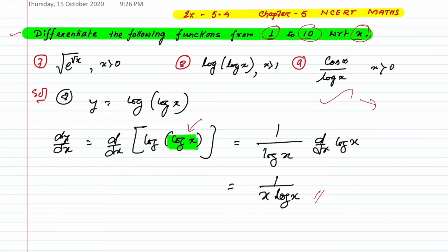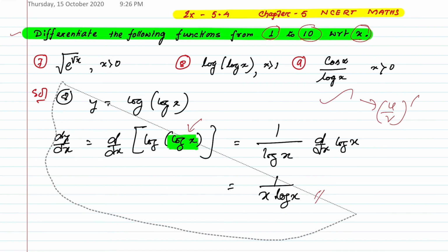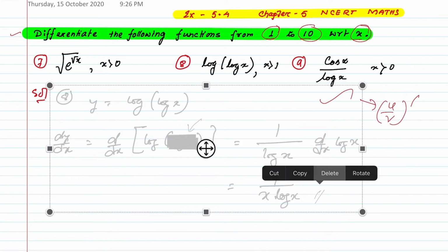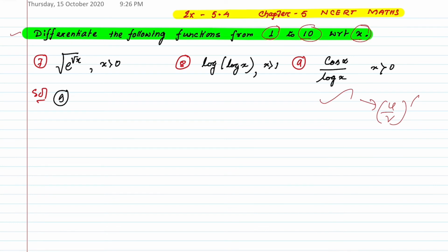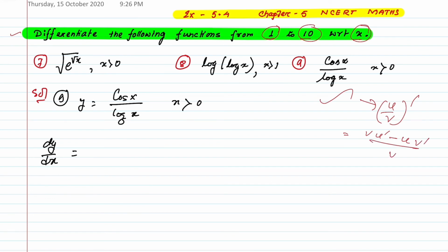Here we are going to apply the quotient rule, derivative of u by v. So let me show you how to do that. So number 9, y is equal to cos of x by log of x, where x is greater than 0. So dy by dx, here according to the quotient rule, derivative of u by v is v derivative of u minus u derivative of v by v square.